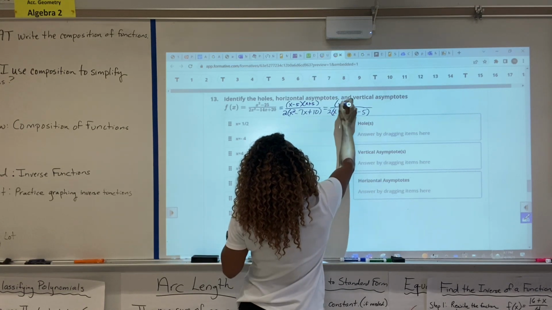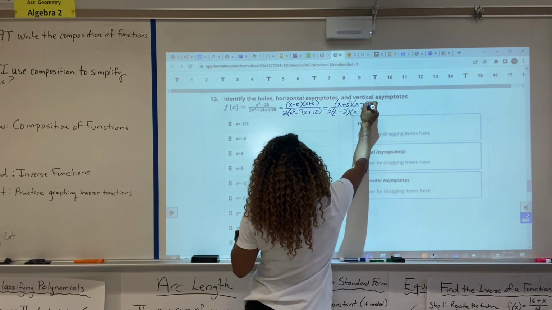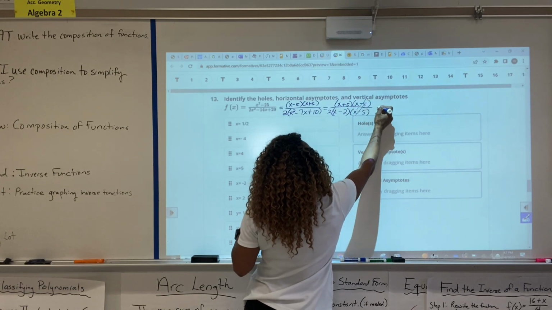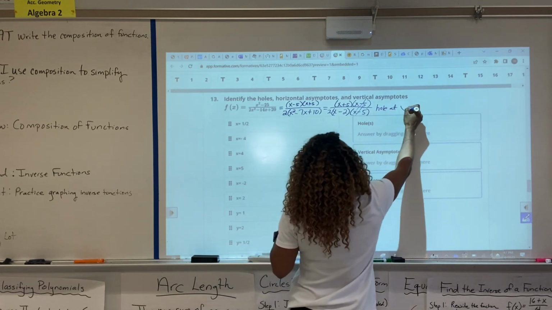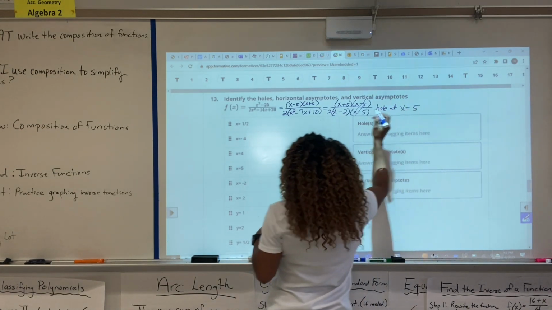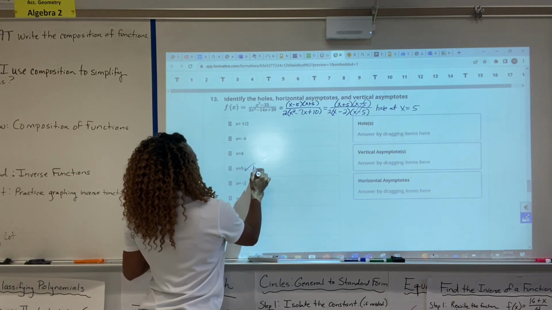And then of course this is still x plus 5, x minus 5. These will cancel. There's my hole, so I have a hole at x equals 5. So this is a hole.